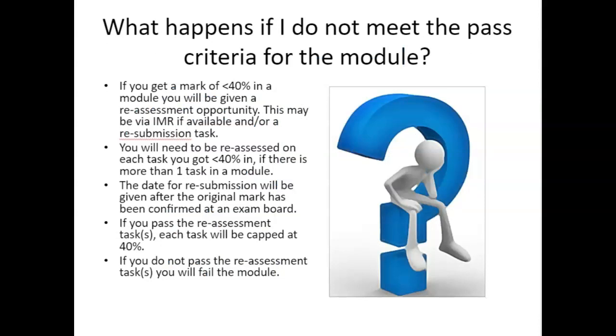So if you get a mark of less than 40% at undergraduate or less than 50% at postgraduate in a module, you'll be given a reassessment opportunity. This may be via IMR or via a resubmission task. You will need to be reassessed on each task you got less than 40% in if there's more than one task in a module. The date for resubmission will be given after the original mark has been confirmed at an exam board. Please note that sometimes the exam boards are 2 or 3 months after the original submission date, so there may be a delay in when your reassessment task may be.